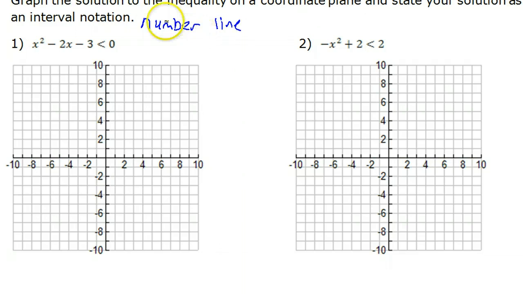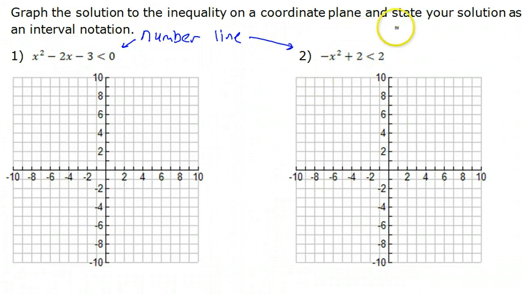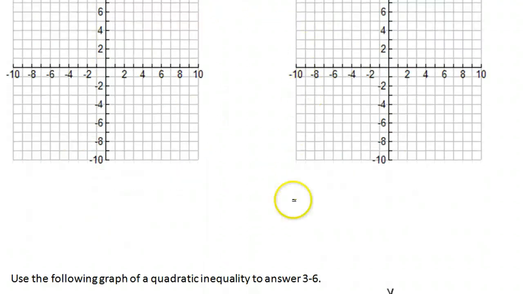Okay, same thing with number 2. These are number line type problems, okay, because there's no y values, only x's. That's why they say state your solution as interval notation. All right, that goes along with the number line.